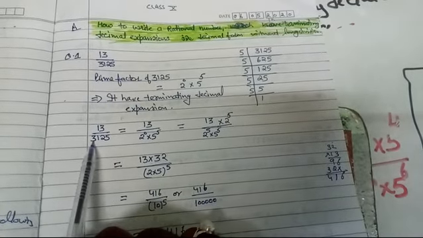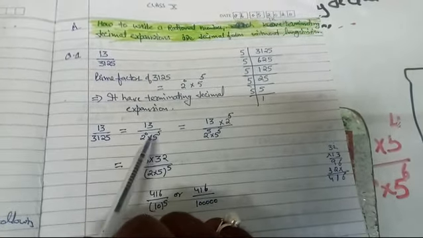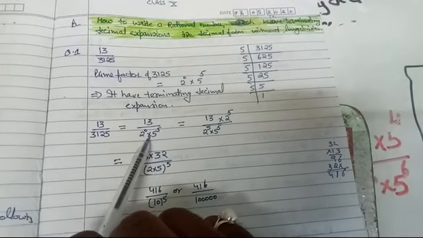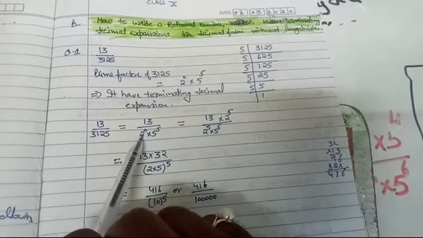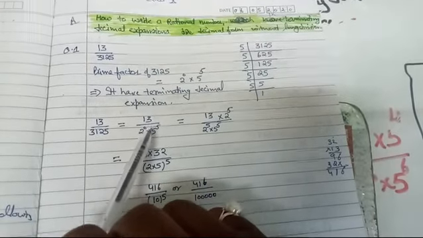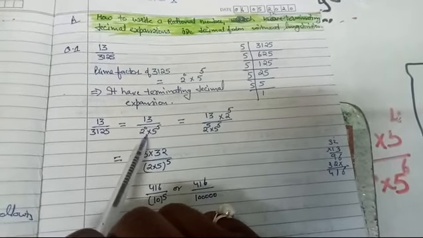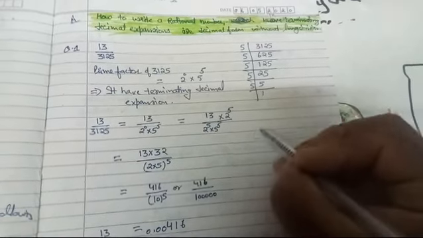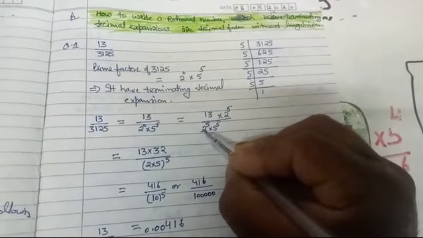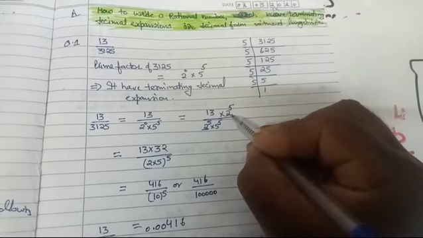Now the next main step is to write these numbers' factors and make their powers the same. As there is 5 raised to power 5 and 2 raised to power 0, I have to multiply the numerator and denominator by the same number. So to make it 2 raised to power 5, I multiply by 2 raised to power 5 in the numerator and 2 raised to power 5 in the denominator.